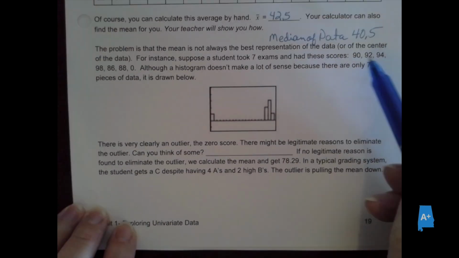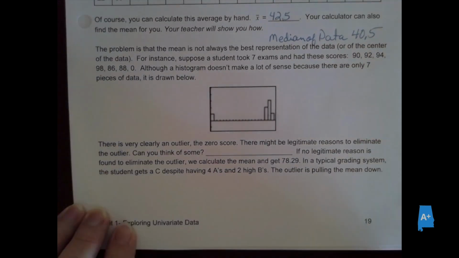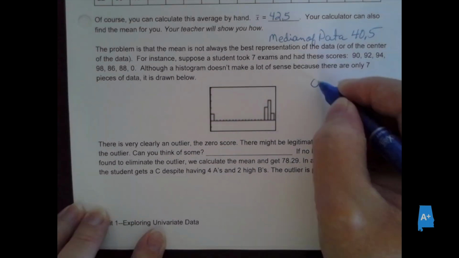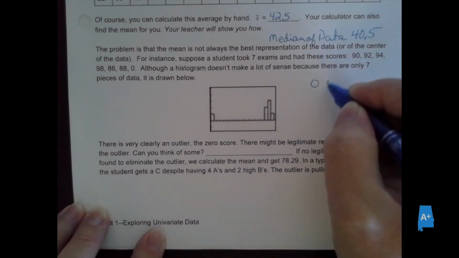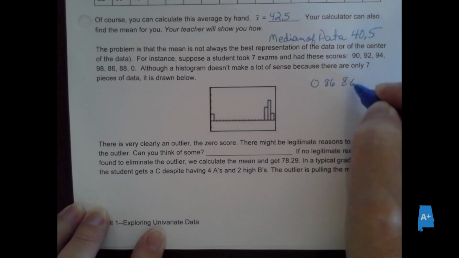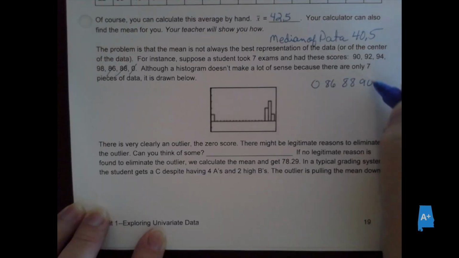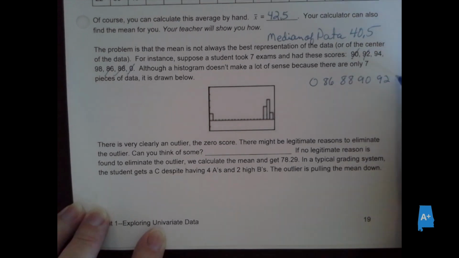Let's look. There are 1, 2, 3, 4, 5, 6, 7. Oh, they're not in order, are they? Well, let me put them in order real fast. So there's 0, 86, 88. I'm sorting ascendingly by hand. There you go. And you know I have to mark them out because I get confused. 90, 92, 94, and 98. All right. So how many do we have?